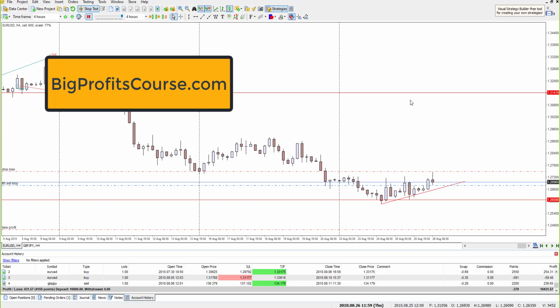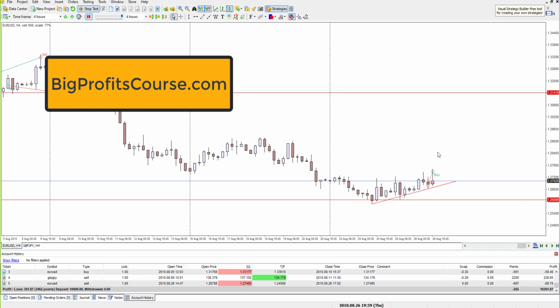So you can decide, I'm going to be in late and get less R. My stop's going to be further away, so maybe I only get 2.5 R out of the trade. Or I get in really early and I might be able to make 6 R out of the trade because my stop's so tight. So that's just a trading principle.